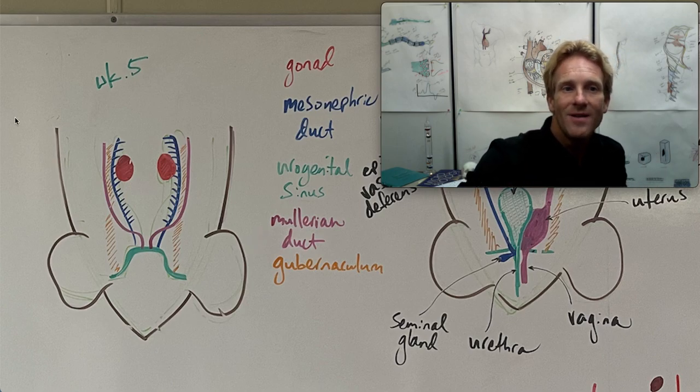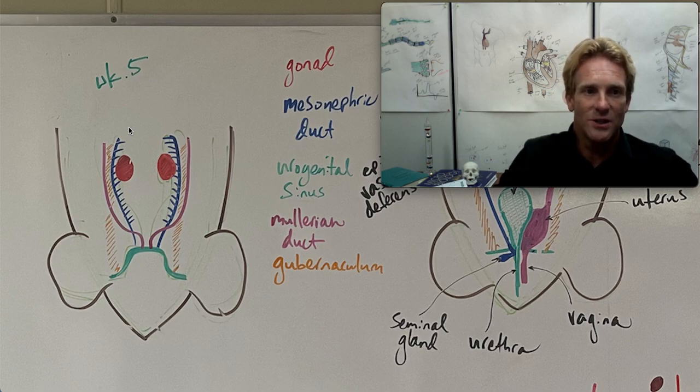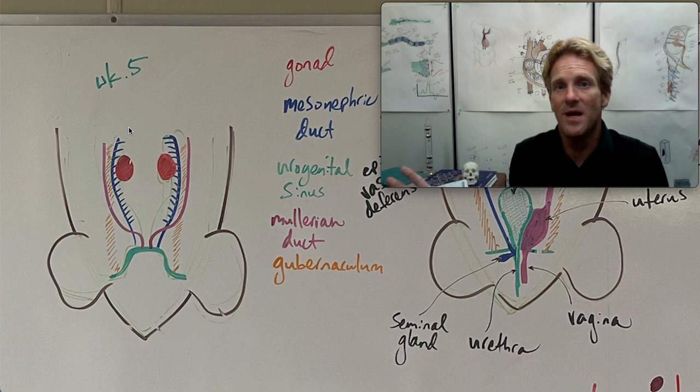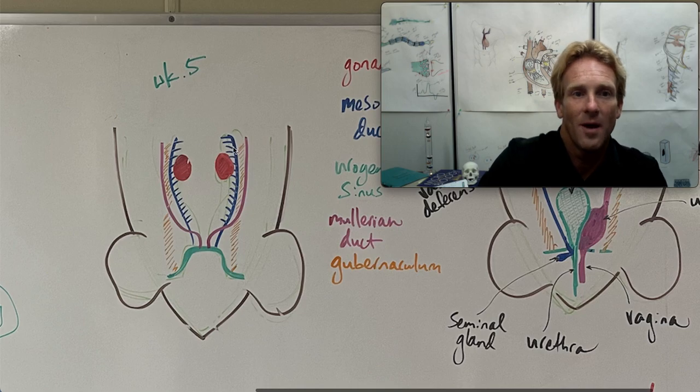Okay, so at week 5, at this stage, there's no difference in the anatomy between males and females. Remember, the sex was determined upon fertilization, but both males and females will develop identically up to about week 5. And this is what this structure looks like. So there hasn't been a difference in how males and females develop up to this point.